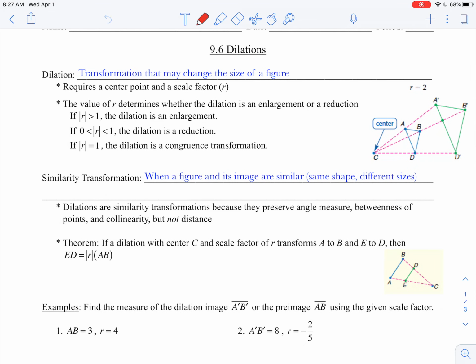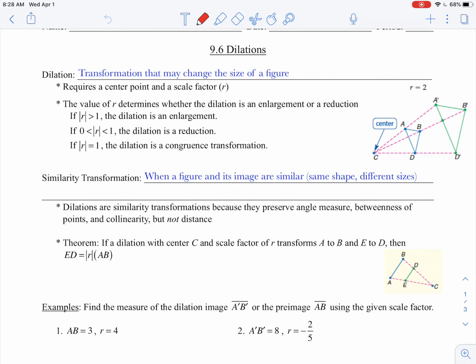Hello, today we're looking at the last section of chapter 9, which is about our last transformation, which is a dilation. A dilation is the only transformation that we study in this chapter that is not an isometry, and that's because a dilation can change the size of a figure. A dilation doesn't have to change the size of a figure, but typically it does. Otherwise, it would be kind of silly to perform one.